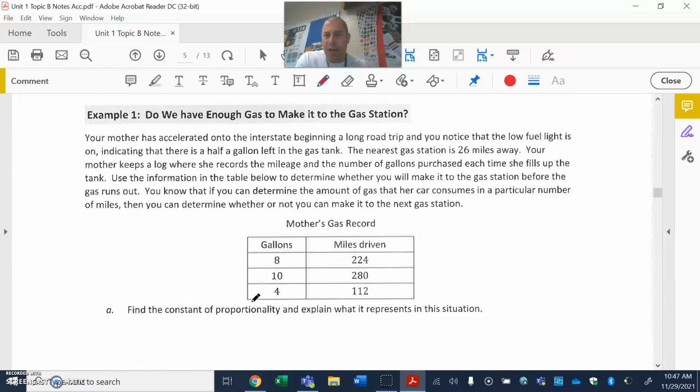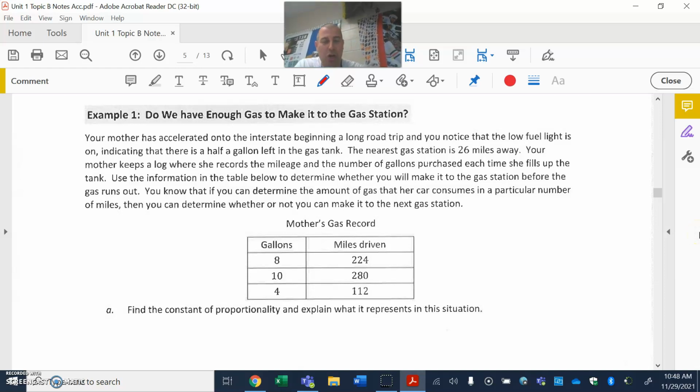Let's see here. Do we have enough gas to make it to the gas station? Good question. Your mother is accelerating on the interstate, beginning on a long road trip. You notice that the low fuel light is on, indicating that there is half a gallon left in the gas tank. The nearest gas station is 26 miles away. Your mother keeps a log where she records the mileage. Wow, good mom, keeping everything written down. So we're going to see, hey, can we make it?